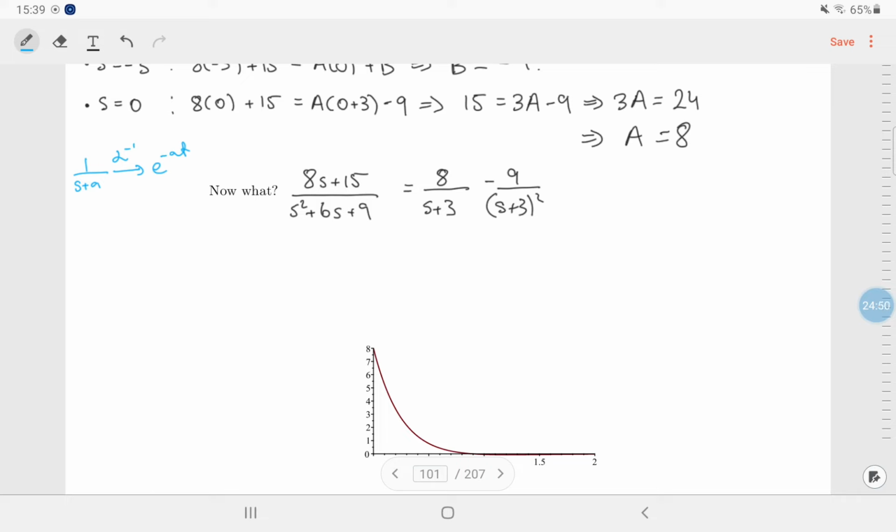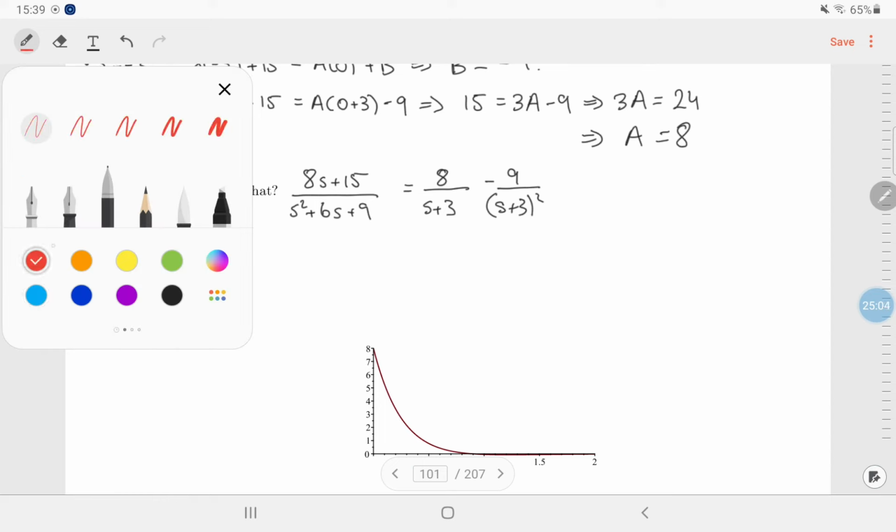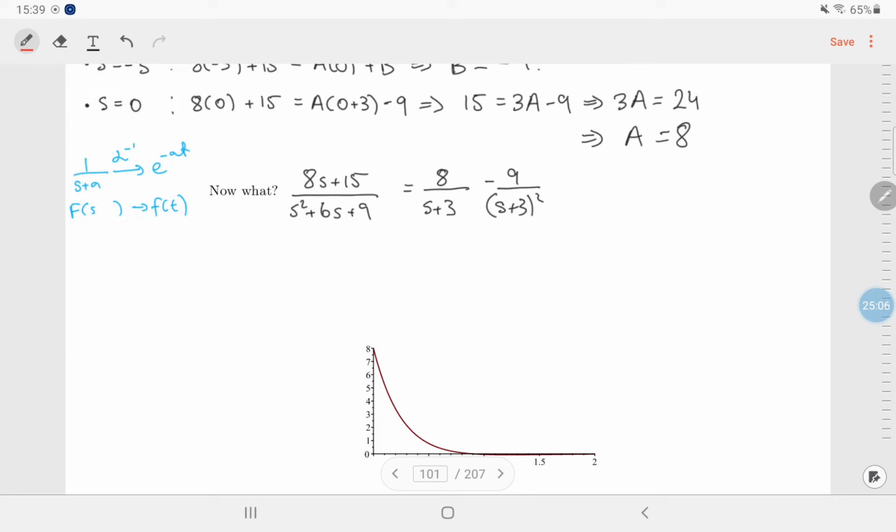So the second one, first of all, it's shifted because instead of s, it's s plus 3. So the shifting theorem says, okay, as normal, you send F of s back to f of t. That's just the normal notation. But the first shift theorem says that if the s is shifted to s plus a, when you send it back, you must multiply by this negative exponential.